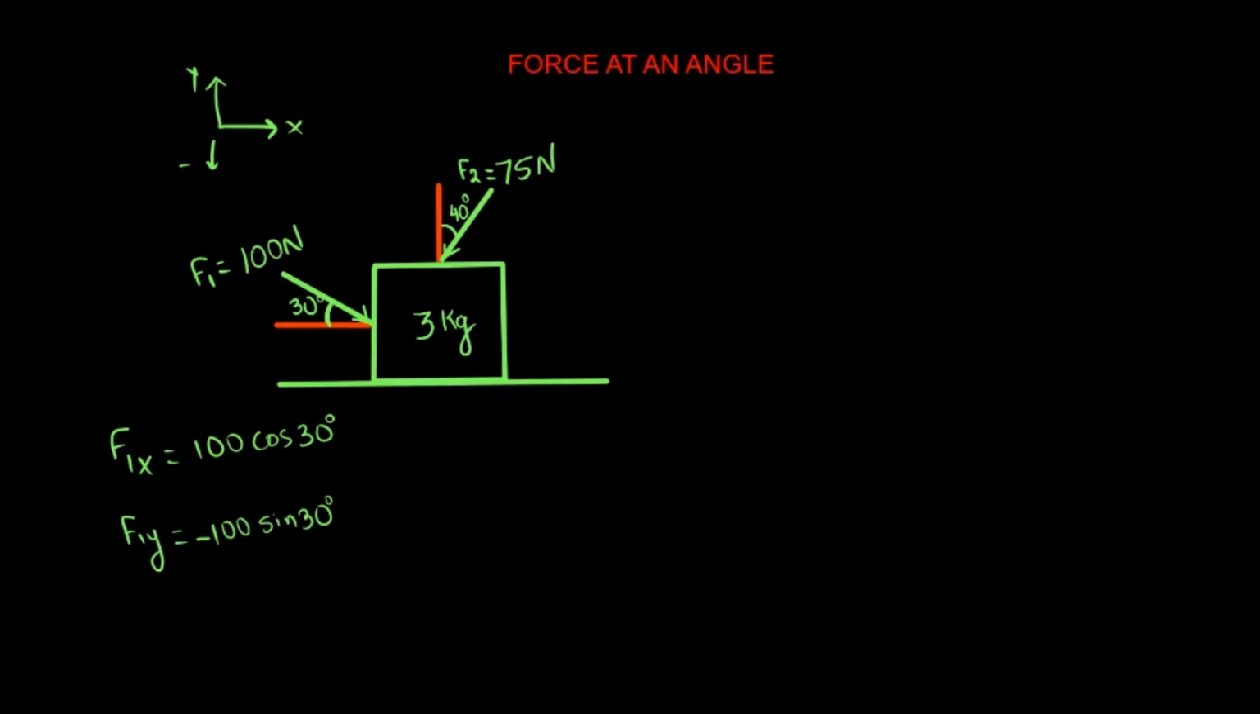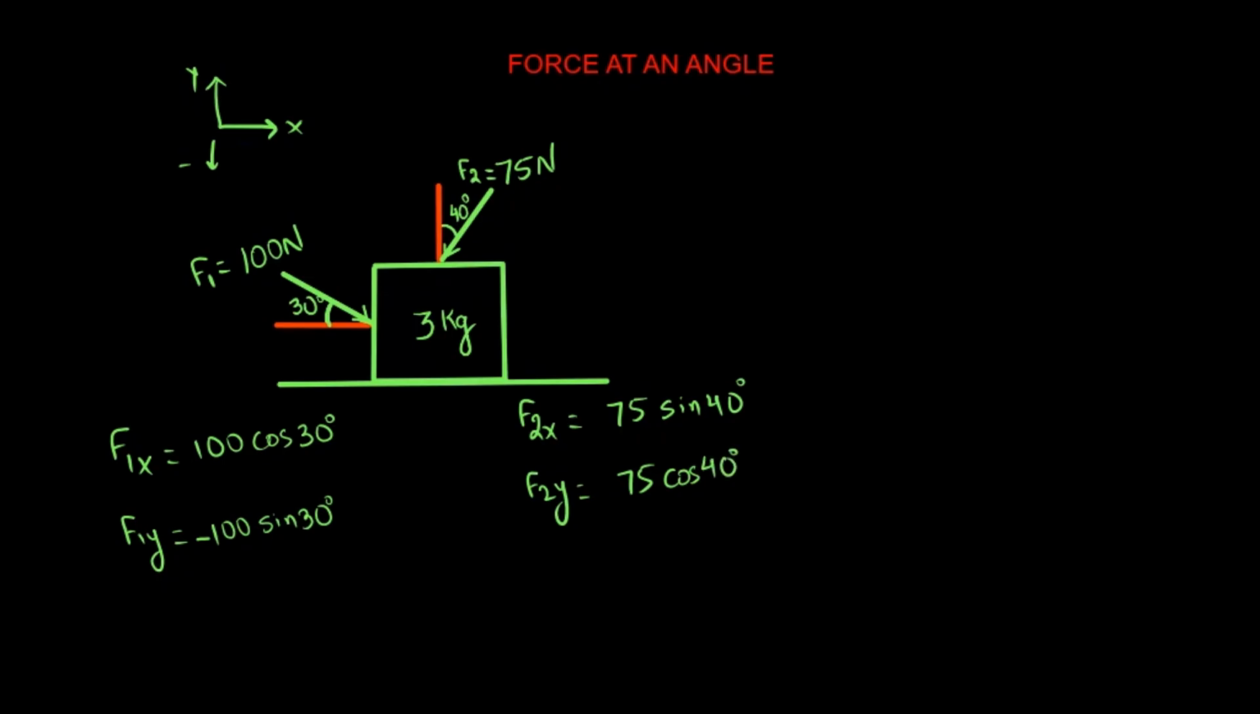For the second one, F2, the x component would be 75 times sine of 40 degrees. And the y component would be 75 times cos of 40 degrees.